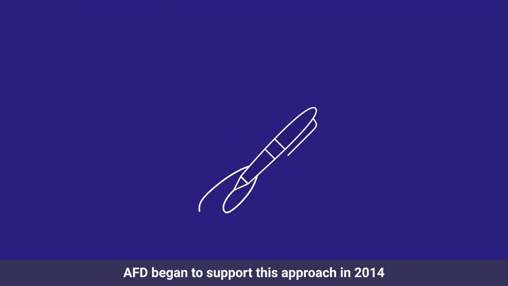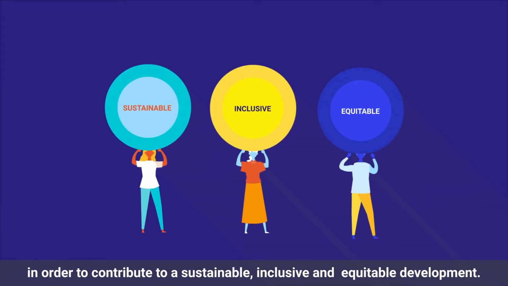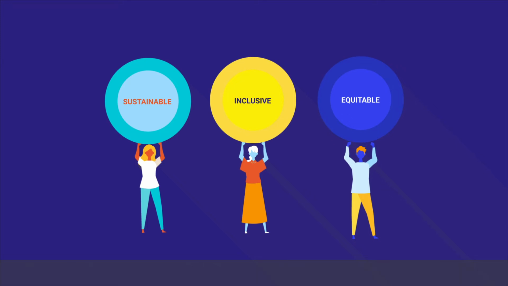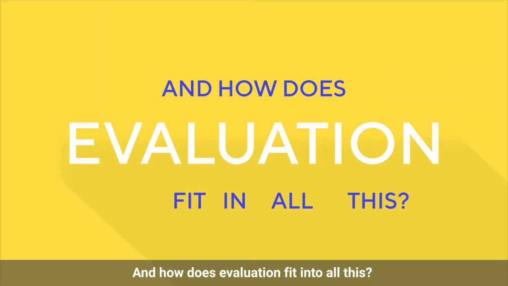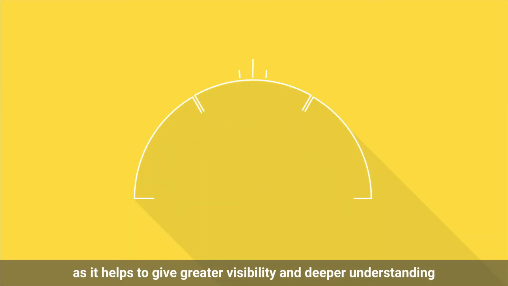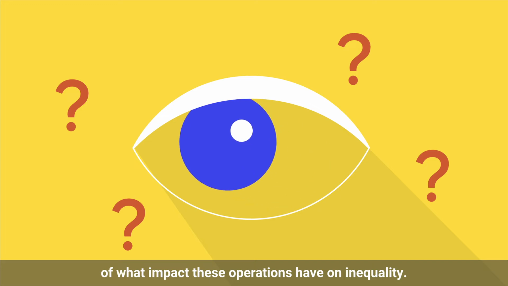AFD began to support this approach in 2014, when it adopted its first strategy to reduce gender inequality in order to contribute to a sustainable, inclusive, and equitable development. And how does evaluation fit into all this? It has a crucial role to play, as it helps to give greater visibility and deeper understanding of what impact these operations have on inequality.